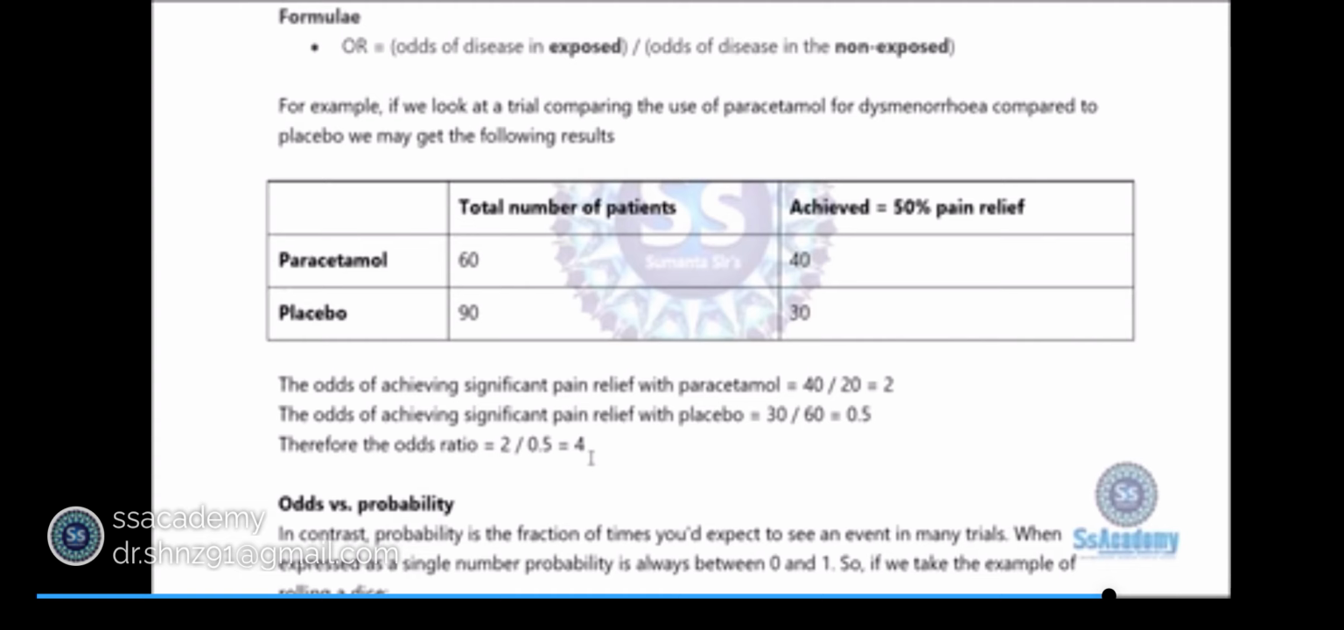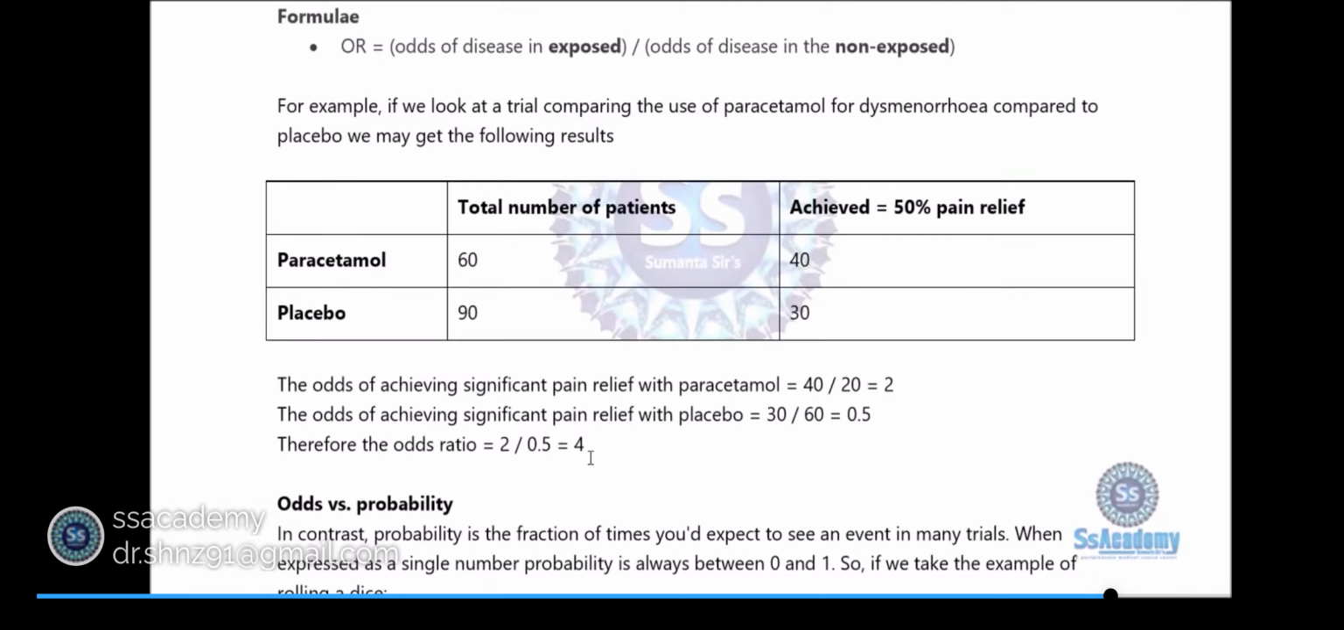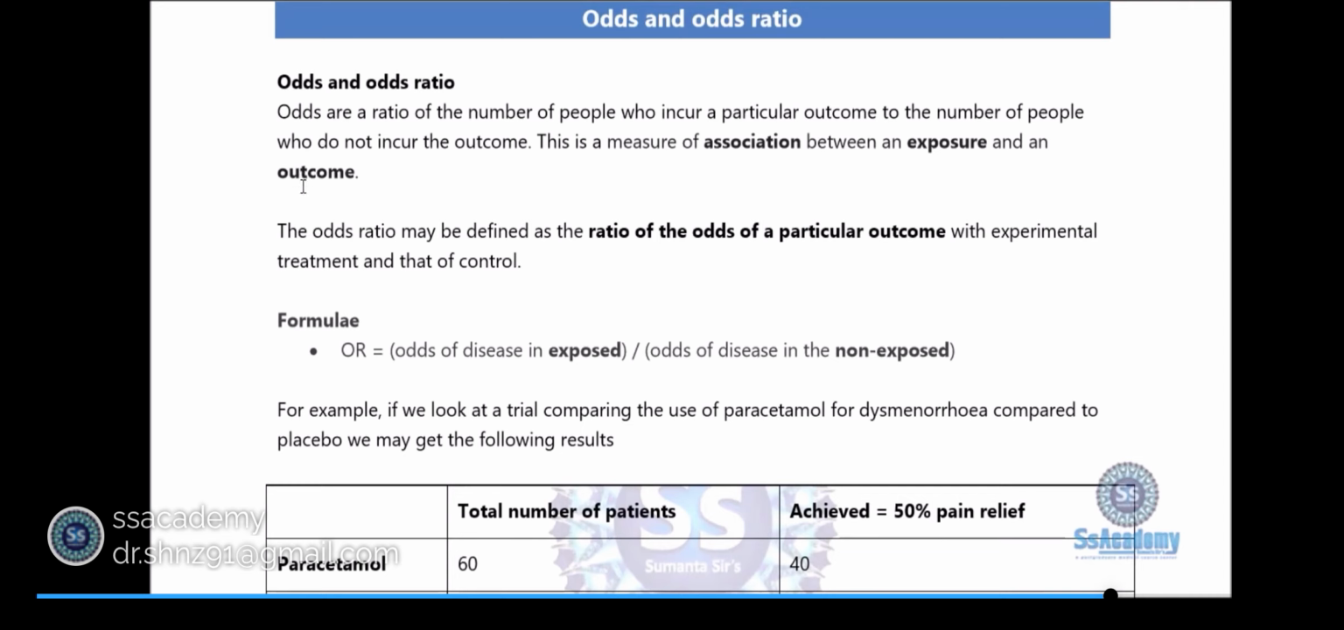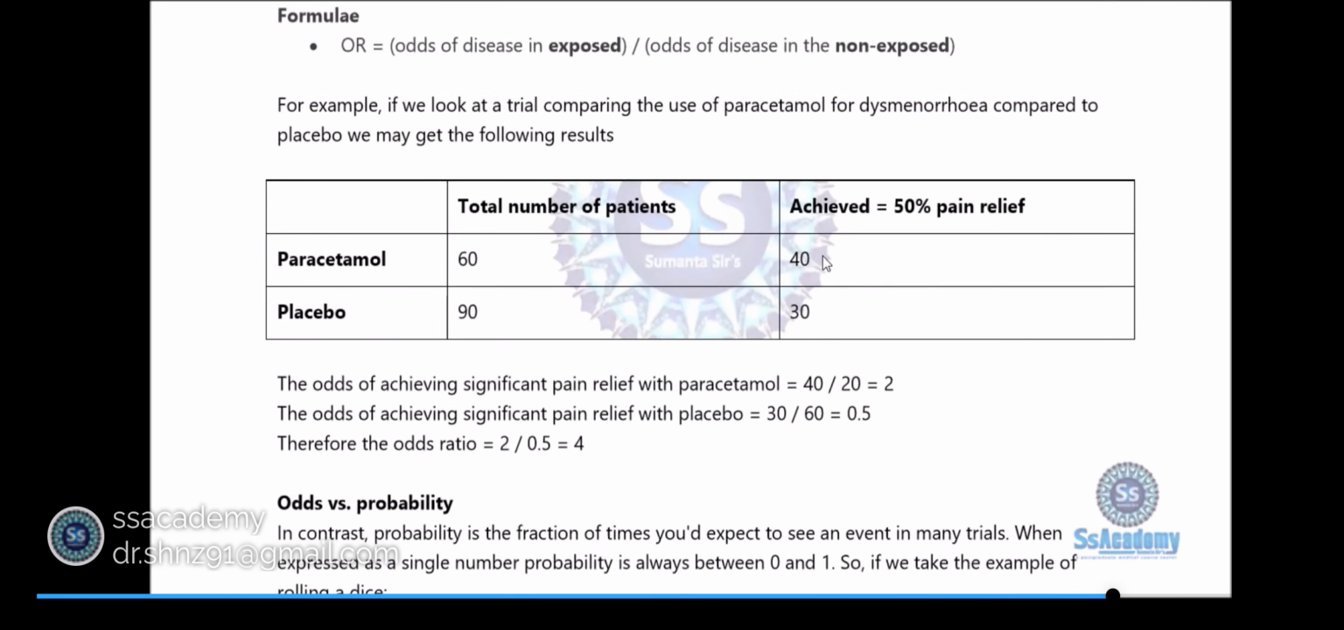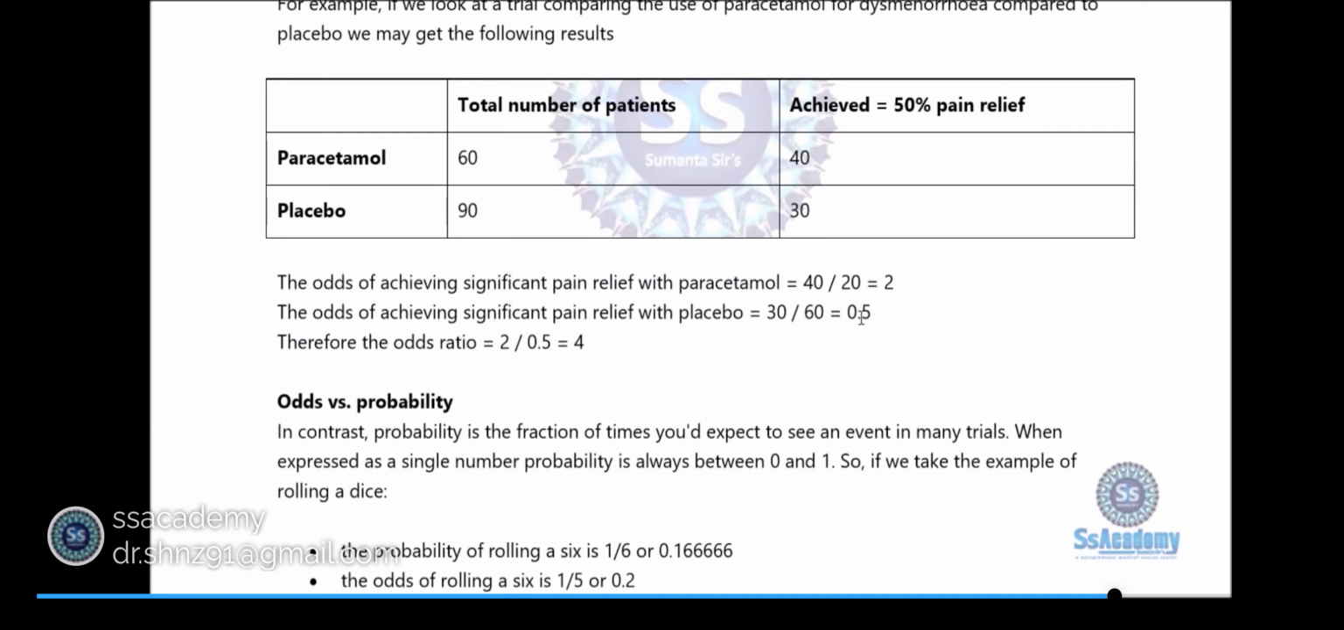So the odds ratio and relative risk are two different ways that we need to calculate. Just to remember, the odds ratio is exposed divided by non-exposed. A box for the odds ratio: OR equals odds ratio, exposed divided by non-exposed. So 40 divided by 20, 30 divided by 60, and the ratio is exposed divided by placebo.